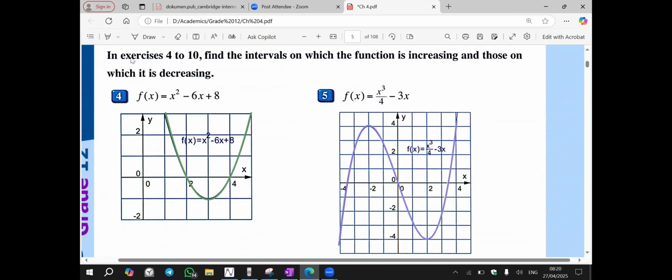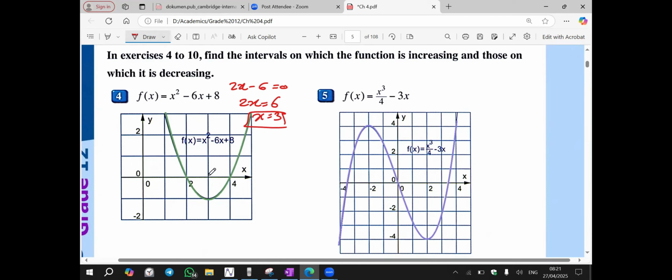Okay. In exercises 4 to 10, find the intervals on which the function is increasing and those on which it is decreasing. This one is very obvious. We find the derivative: the derivative of x squared minus 6x is 2x minus 6. Then, setting the derivative equal to 0, we get 2x equal to 6, so x equal to 3. This x equal to 3 is the critical value.